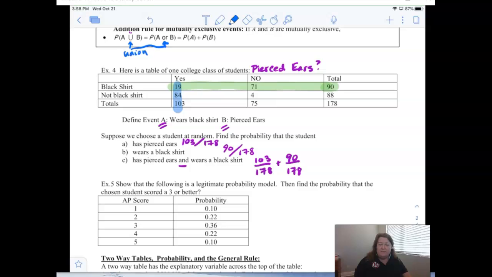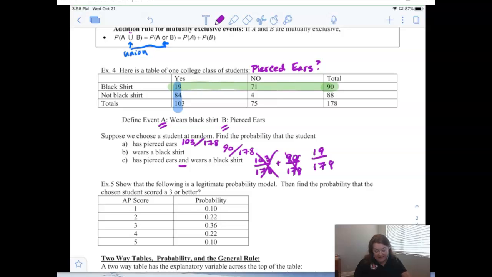So if I want them to have both, how do I make sure that they have both? It's really just the overlap, isn't it? Right? It's really just the overlap. So which is the part that I highlighted twice? It is the 19 over 178.